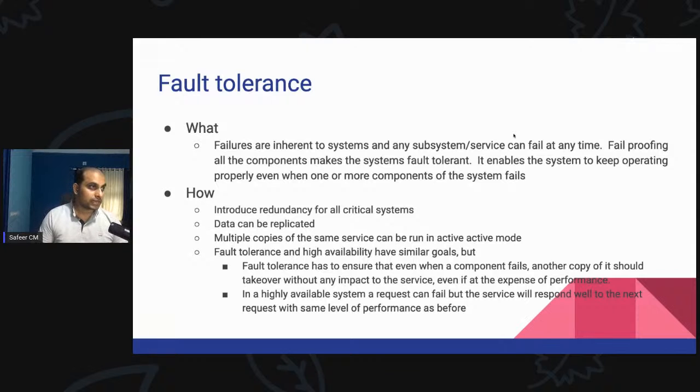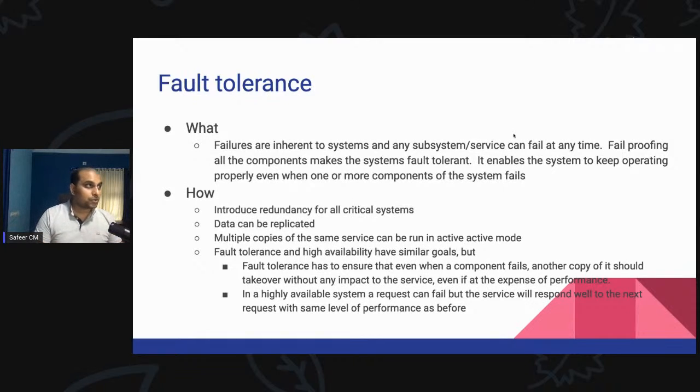Now let us look at fault tolerance. So what is fault tolerance? Any system would fail. That has to be accepted. If you are designing a system, you need to know that at some point the whole system or parts of the system will fail. So how do you fail-proof these systems? You need to make each component of the entire software system fault tolerant. That will enable the system to keep operating even when one or more components of the system fail. So when something fails, there is always another system that can take over and function like nothing happened, from the customer's perspective.